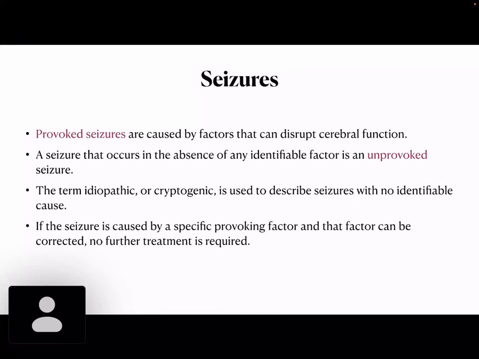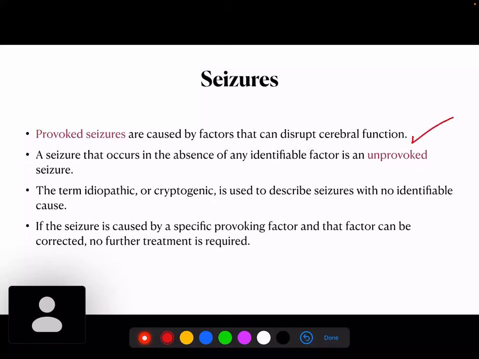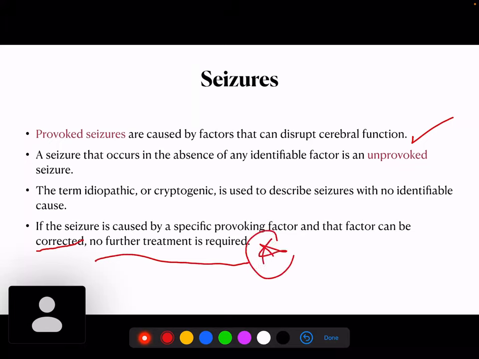So first and foremost, whenever a patient comes, we should always think of a provoked seizure. A provoked seizure is a seizure that is caused by a particular event that has happened recently or in the recent past. So it is caused by any factor that can disturb cerebral function. If it is provoked, then you need to move towards resolving that factor. And if that factor can be corrected, then no further treatment is required. It's a really good thing if that happens. Otherwise, if it's unprovoked, then you need to investigate.